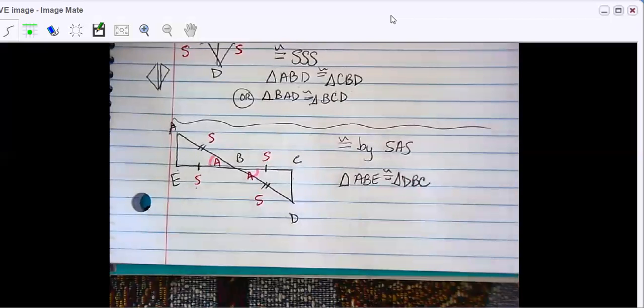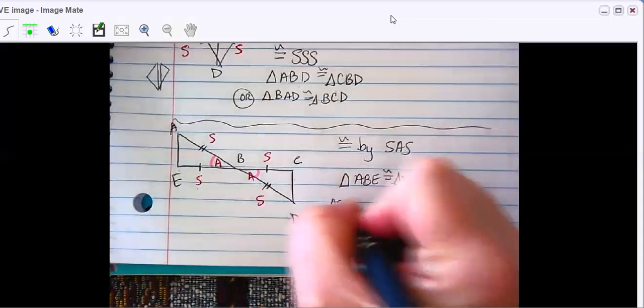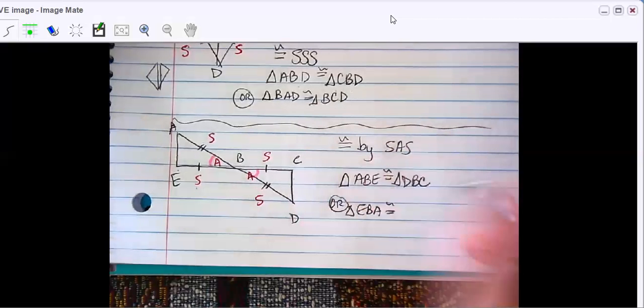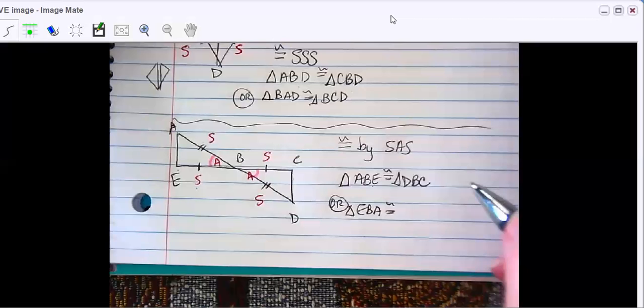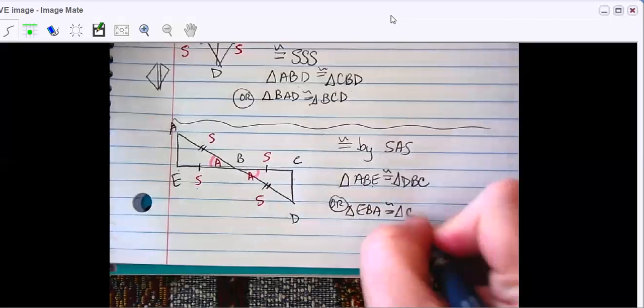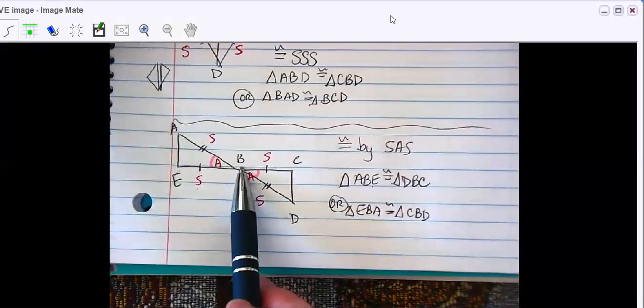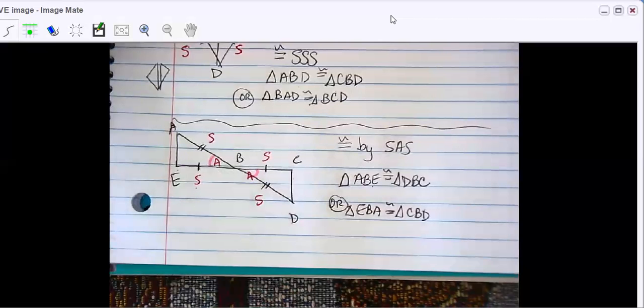It's not meant to be super hard. Some of them are very difficult to see visually because they're rotated and flipped. I have trouble with those, I have to admit. We could have also named it EBA. Triangle EBA would be congruent to, notice all I did was put it in reverse, so this would be triangle CBD. And then I could have started with B and then went around. There's a lot of different ways to do it. Anybody still writing? Okay.